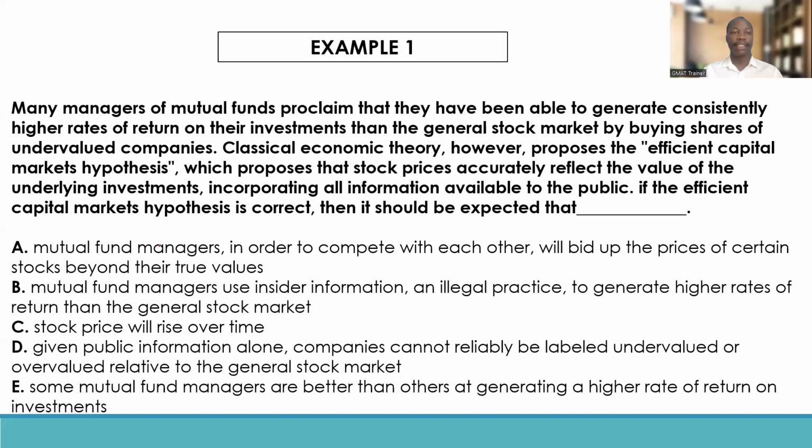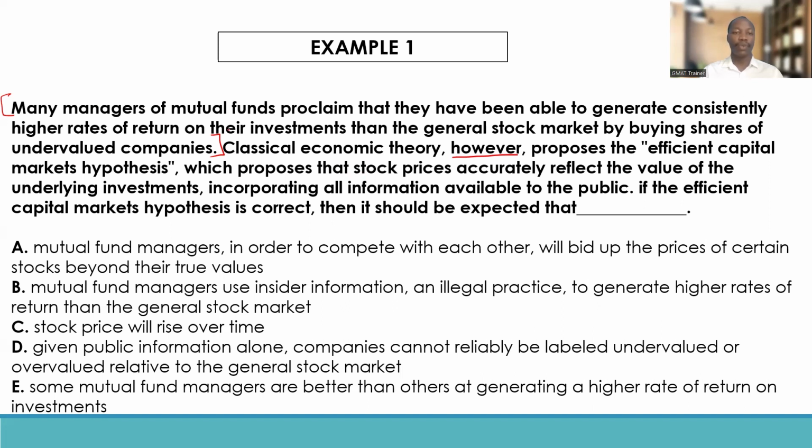He's putting forward an idea. The idea is about managers of mutual funds and how they invest in the stock market, right? This is presented in the first sentence of this paragraph. In the second sentence, we see that they're providing a contrasting idea, right? How are we able to know that it's a contrasting idea? There is a contrast word here, however, right? Classical economic theory, however, proposes the efficient capital markets hypothesis, which proposes that stock prices accurately reflect the value of the underlying investments, incorporating all information available to the public, right?